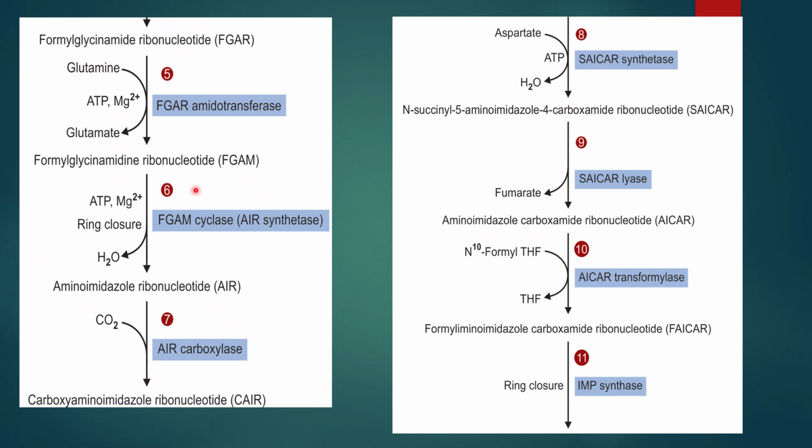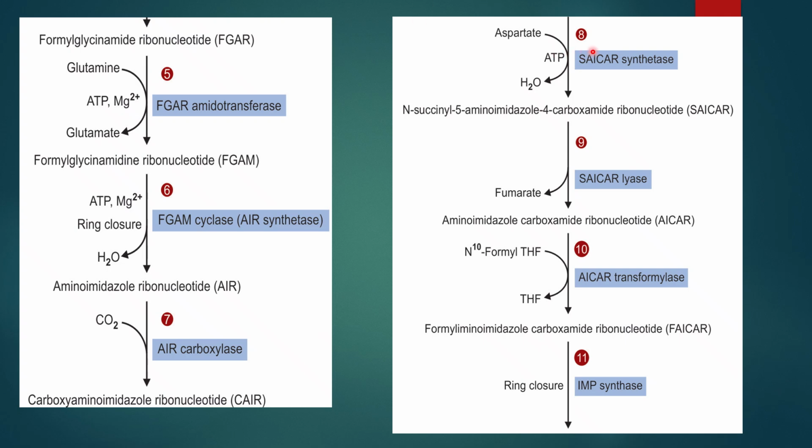Further in the next 6th step, the enzyme is formylglycinamidine ribonucleotide cyclase. So this enzyme leads to closure of the ring. There will be formation of a ring with the loss of a water molecule and the formation of aminoimidazole ribonucleotide. So the first ring, the imidazole ring, is being created. In the next step, the aminoimidazole ribonucleotide carboxylase enzyme, in the presence of carbon dioxide, converts this entity into carboxyaminoimidazole ribonucleotide.